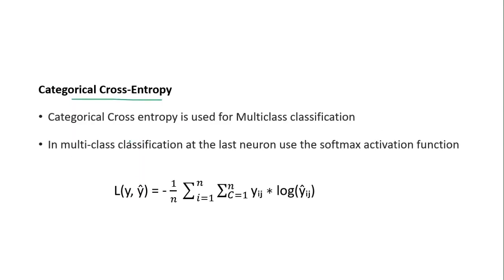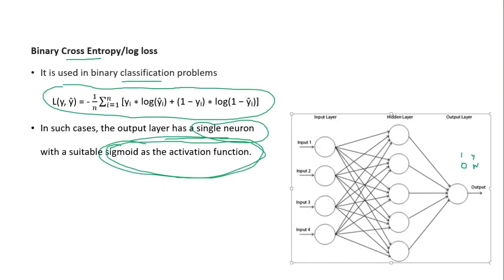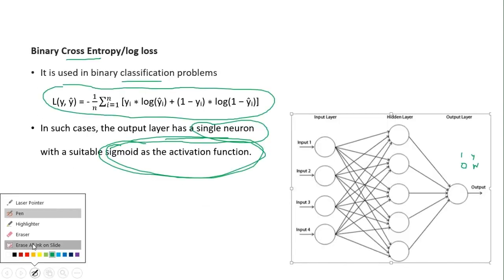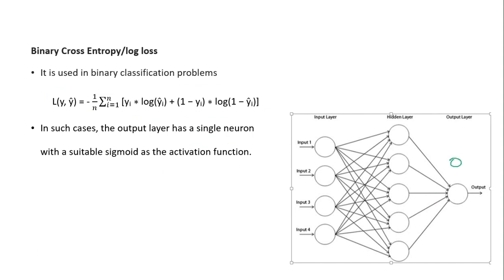Now, in multi-class classification, assume that instead of this single neuron, we have multiple neurons at the output. Here one more output, here one more output. We have multiple neurons. There are three neurons at the output layer, and every neuron will be interconnected. So we have three different neurons at the output layer.